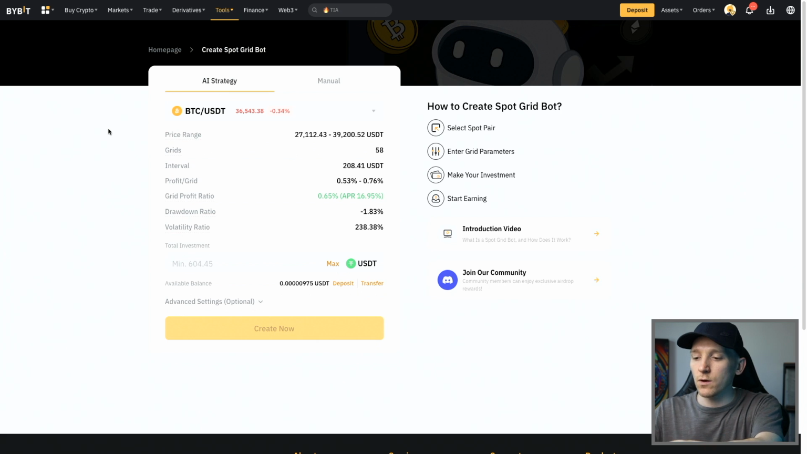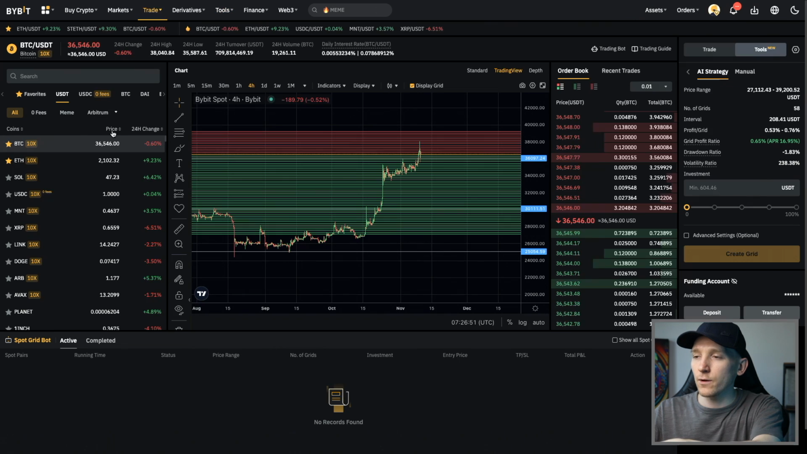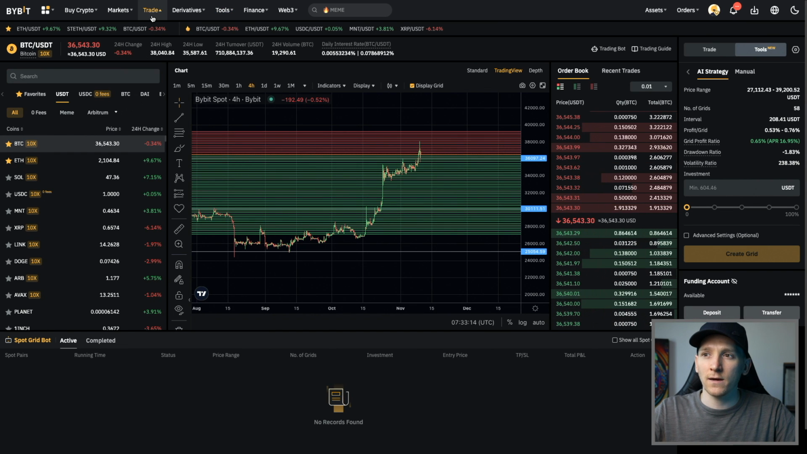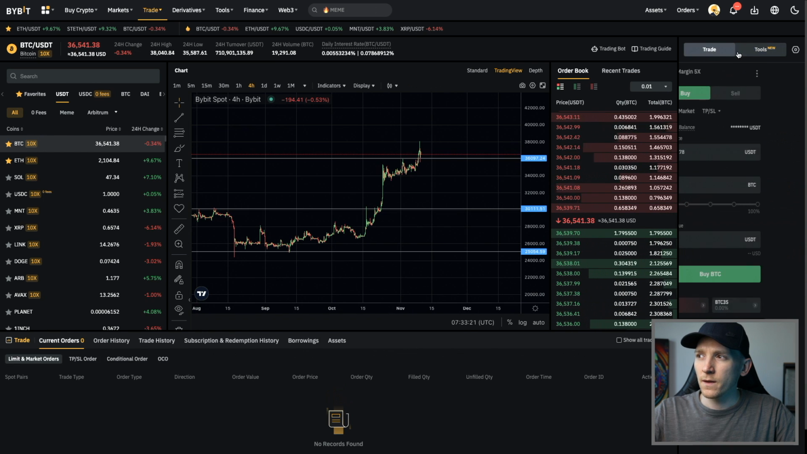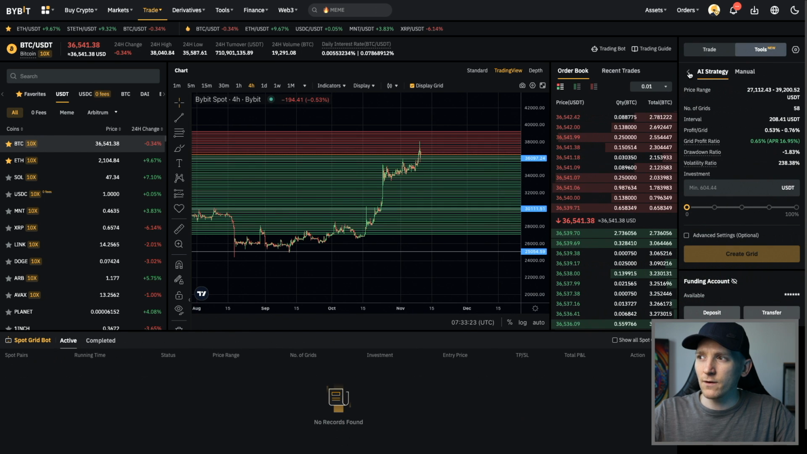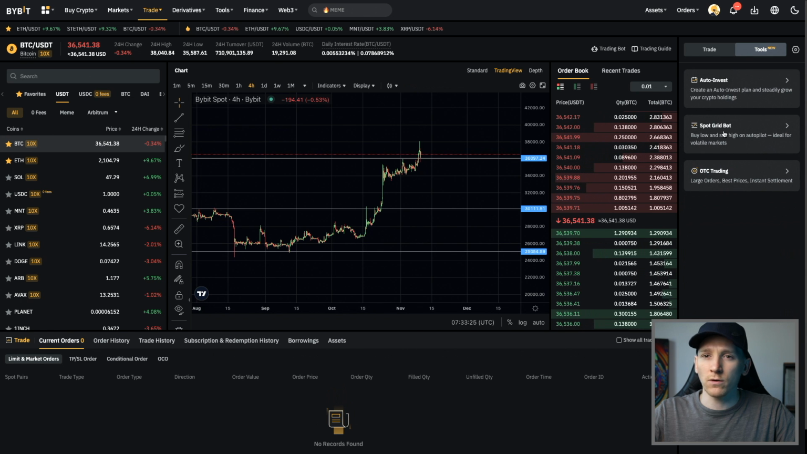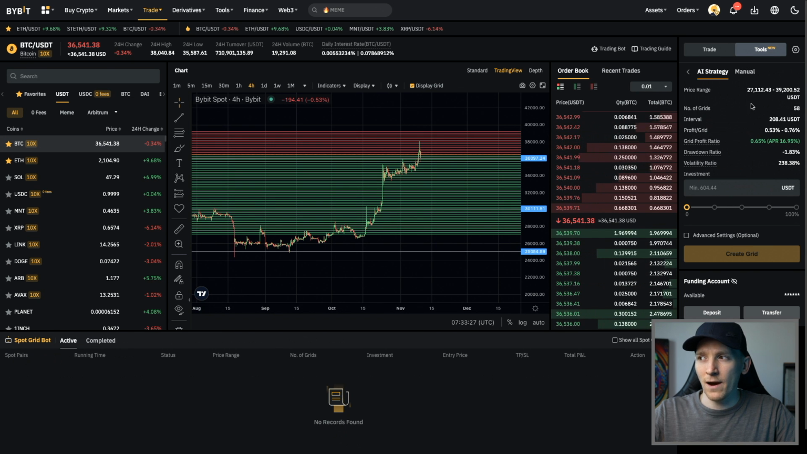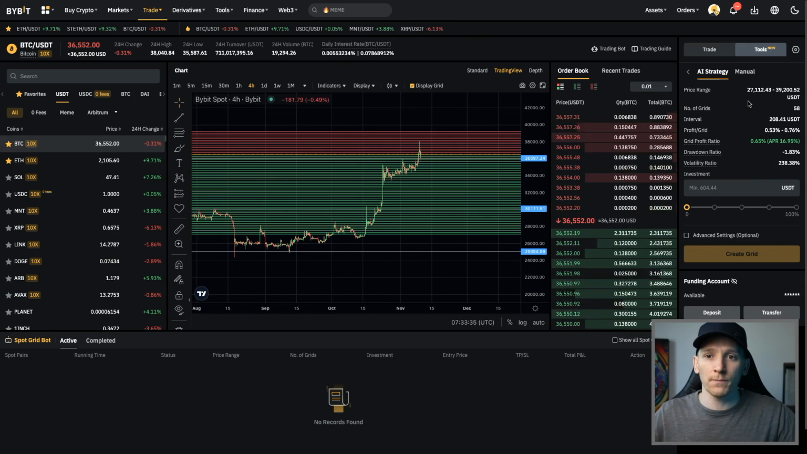So what I'm going to do is actually go over to the trading system, because this is a little bit easier to see. You can go to trade and then spot trading and trade the asset that you want to trade right here. If you go over to tools, that's right here, and then from here you can just choose spot grid bot, and then you can put all of the parameters in. This entirely depends on you and what you want out of the bot, how active you want to be, and how long you want to be in the bot.